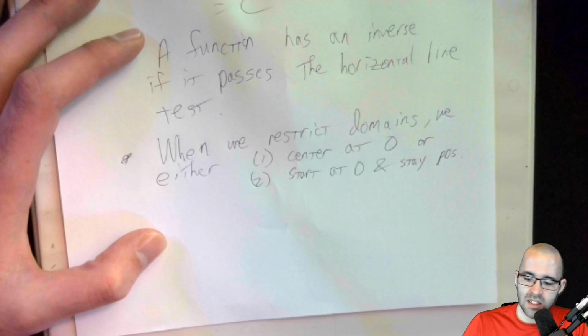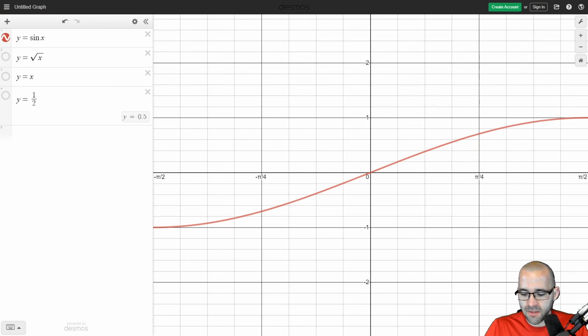So back to the graph. What's the domain that we're restricting to? Negative pi over 2 to positive pi over 2. Domain is x. What's the range that results? Negative 1 to positive 1. And remember that the domain of a function is the range of its inverse.